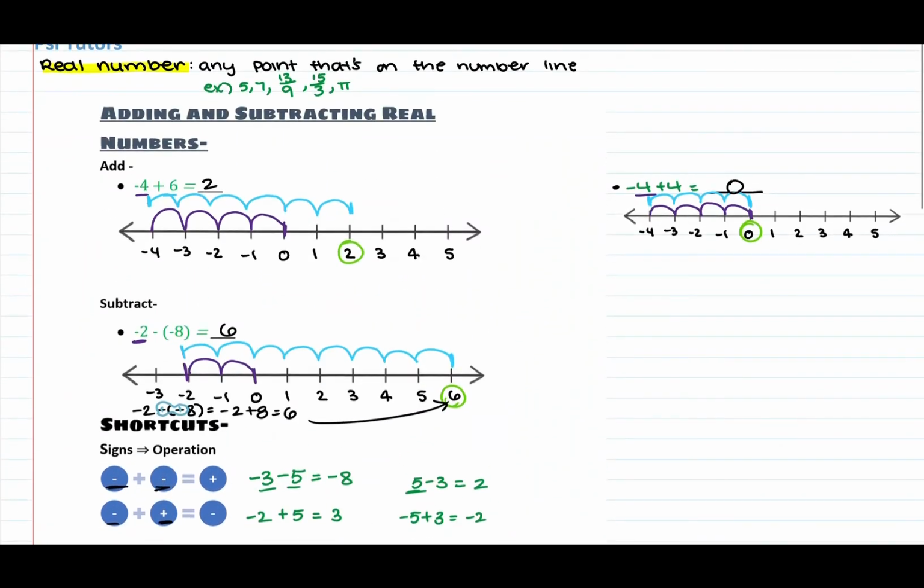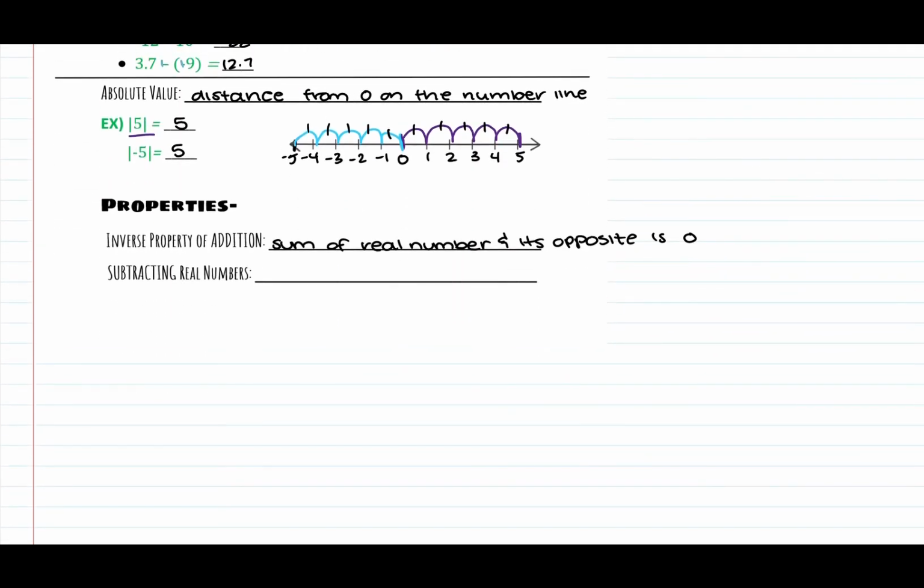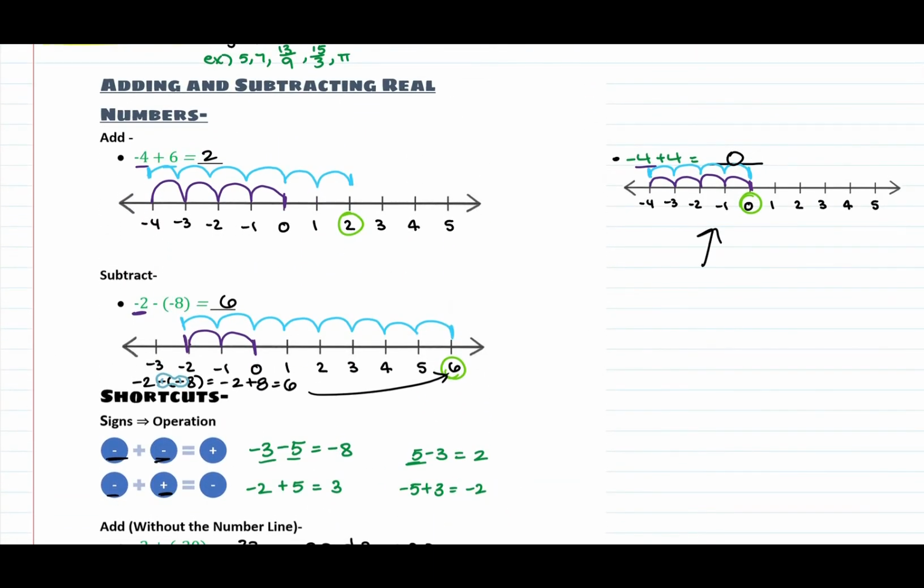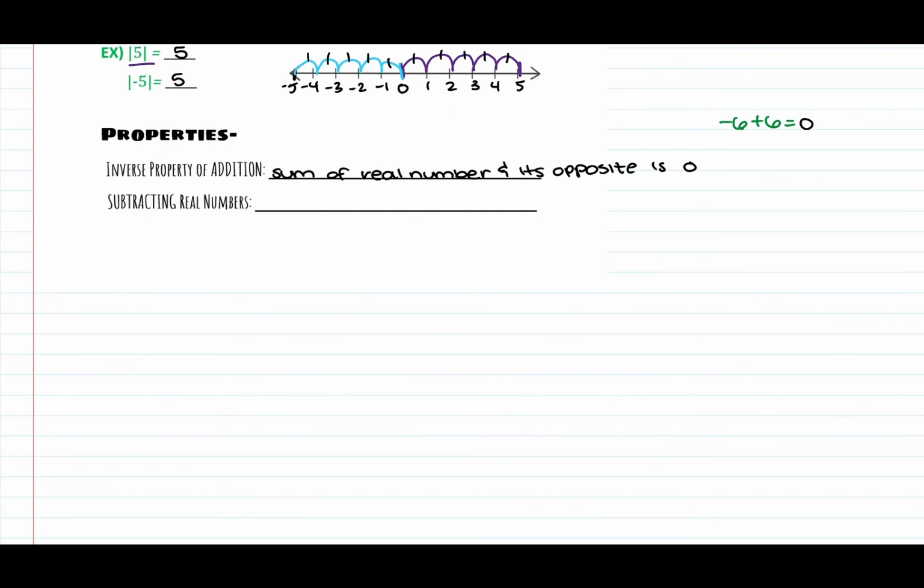So where did we talk about this? We talked about this right here, right? We know that -4 plus 4 would just get us to 0, and that is the inverse property of addition. Another example, -6 plus 6 would equal 0, right? And here is why. Okay, subtracting real numbers. That's basically just adding its opposite.